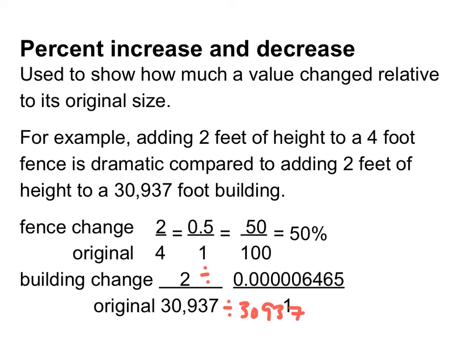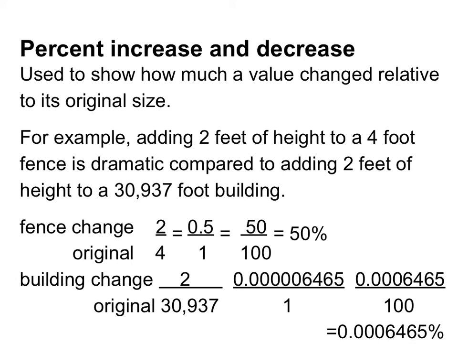And so I got this little decimal on the top, which is no surprise. I took 2 and divided it by almost 31,000. So I divided by a very, very large number. And so I have a fraction and multiply by 100. And so now I end up with this. And if I look in that numerator, that's a pretty small percentage.